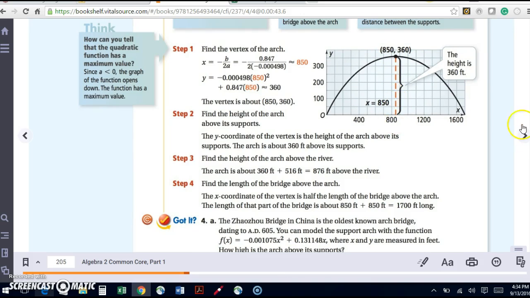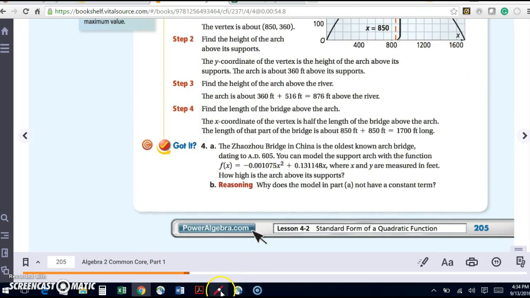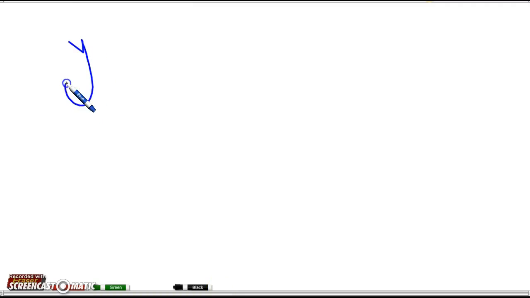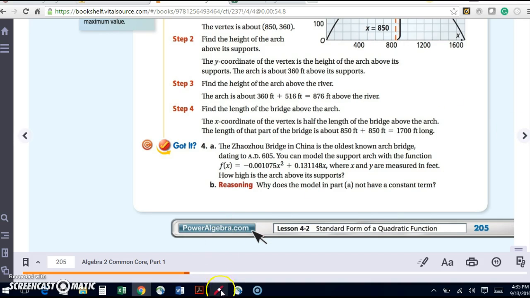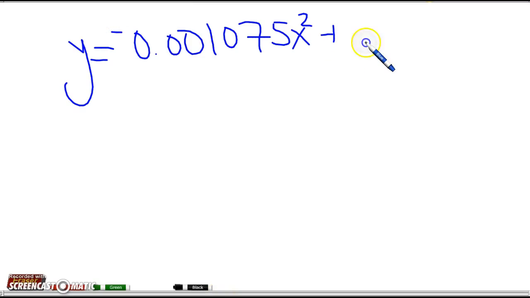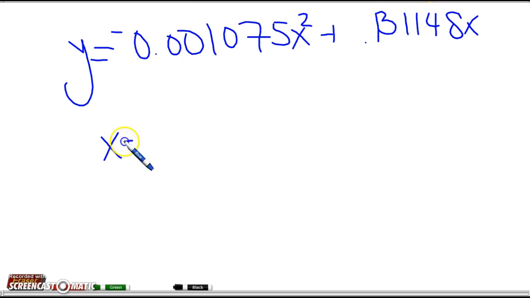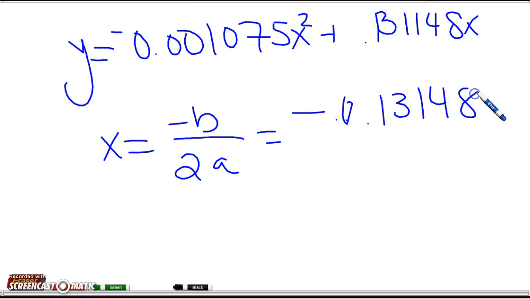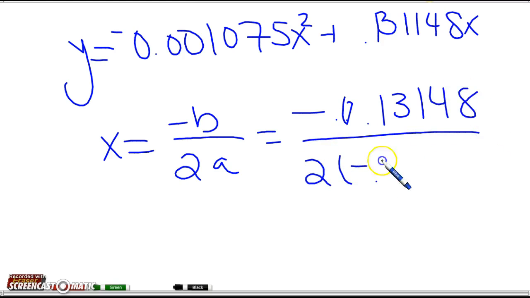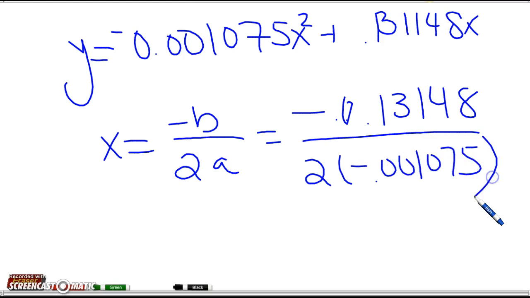I'm looking for my y value, looking at my axis of symmetry. So here, my function is y equals negative 0.001075x squared plus 0.131148x. To find the axis of symmetry, my x value is equal to negative b over 2a. So that's negative 0.131148 divided by 2 times negative 0.001075. We can put that in our calculator.